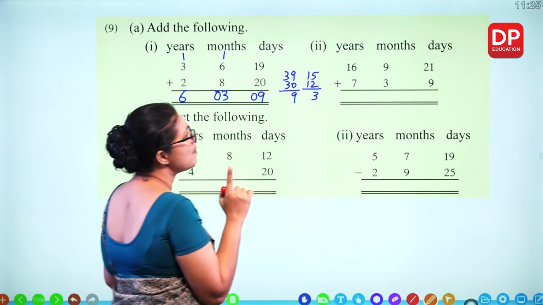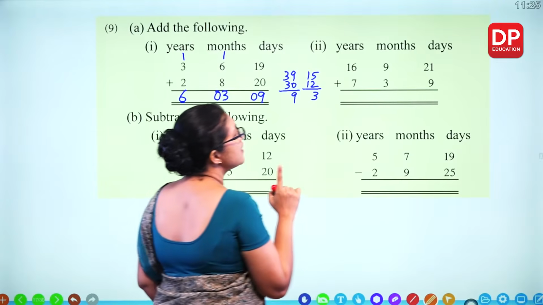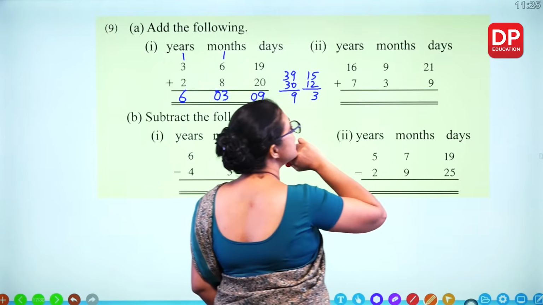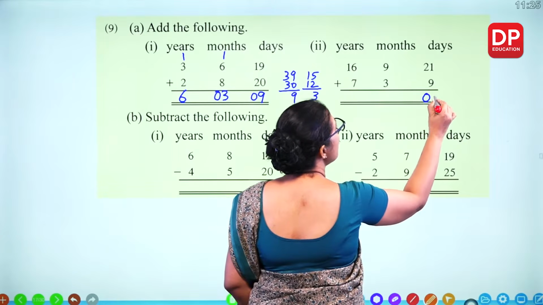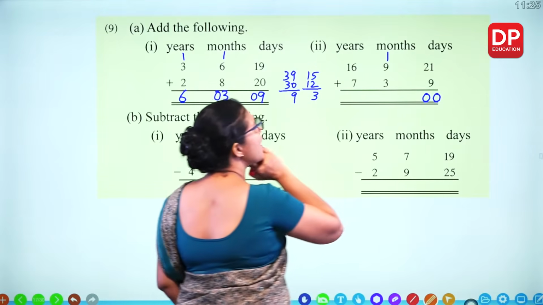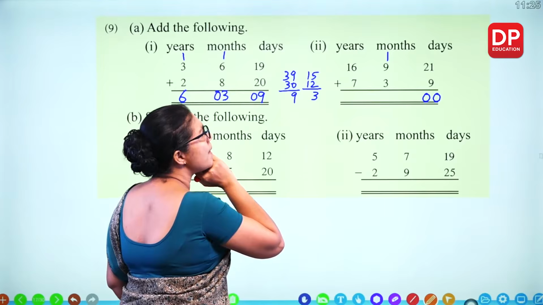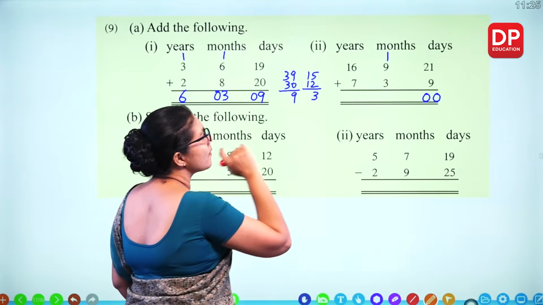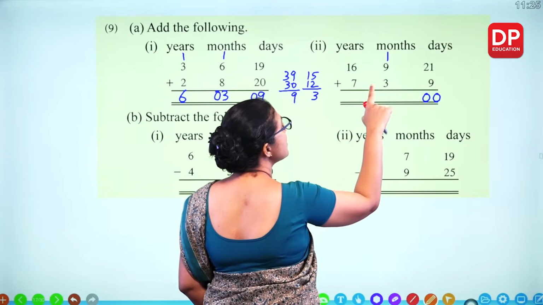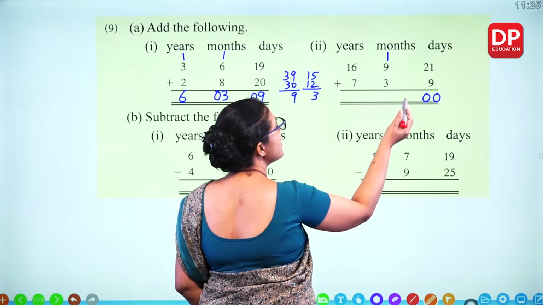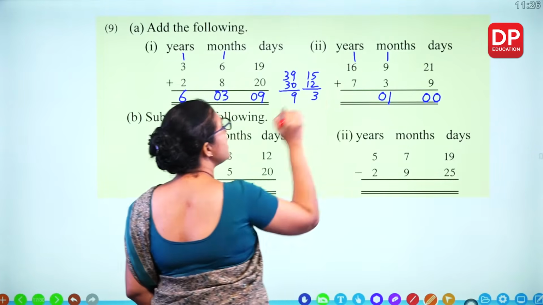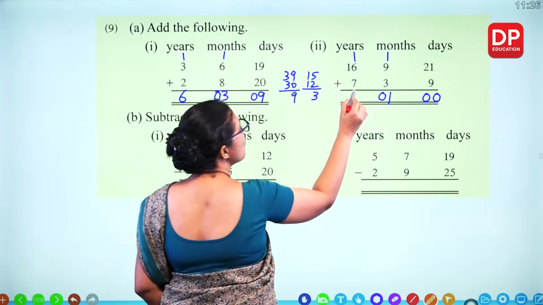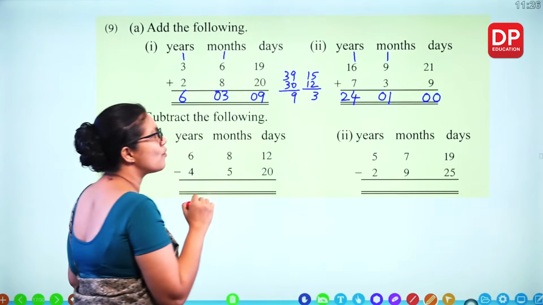This one, 21 plus 9, 30. 30 means you can take as 1 month. 9 plus 1, that's 10. 10 plus 3, 13. 13 minus 12, that's 1. So you can take 1 here. 7 and 7, 14. So you get 24 there.